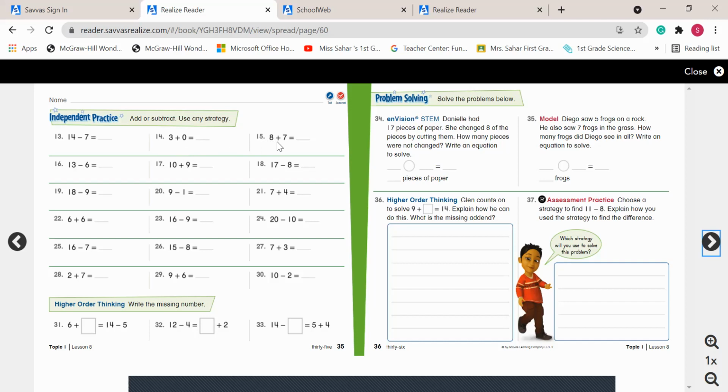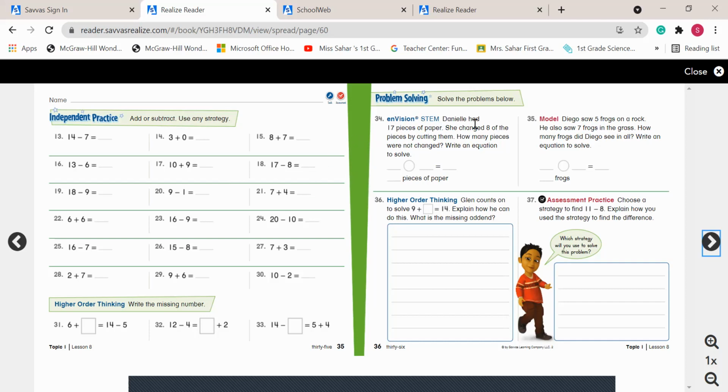Number 15, 8 plus 7. So I know my doubles. I know near doubles. I know 7, double 7 is 14. Now I have 8. That means one more. So it's going to be 15 and so on. So just find a strategy that will help you to add or subtract. So as I say, nothing new, it's just practicing what we covered before. All right, let's go to page 36.